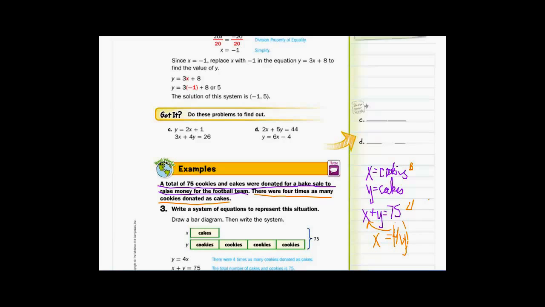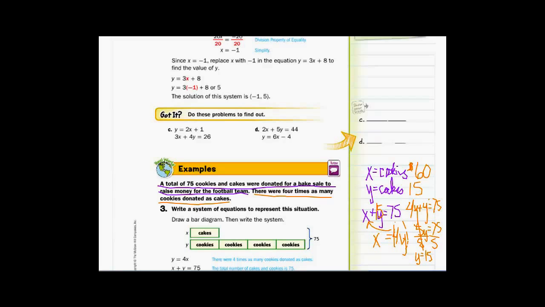So I would have 4Y plus Y equals 75. So 5Y equals 75. Divide by 5. Divide by 5. So Y is actually equal to 15. If Y is equal to 15, put in a 15 for Y. If Y is equal to 15, what plus 15 is 75? 60. That means there have to be 60 cookies and 15 cakes.